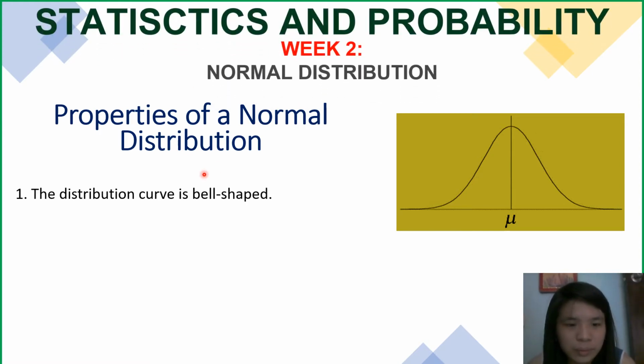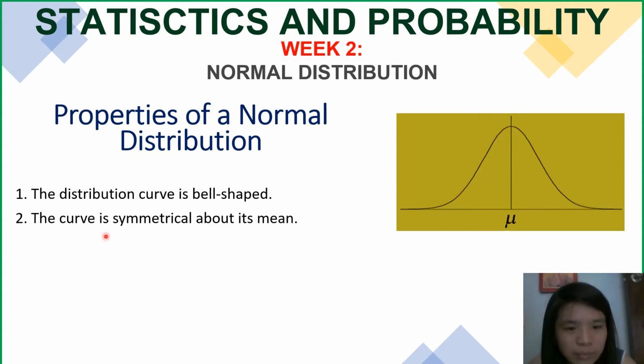So, first one is the distribution curve is bell-shaped. So, kung titignan natin yung graph dito, bell-shaped ba siya? Para masabi nating normal distribution siya. Yes, di ba? Kamukha siya nung figure kanina na pataas siya tapos pababa siya, bell-shaped siya dito. Okay. So, tama yung number 1 sa properties ng figure natin.